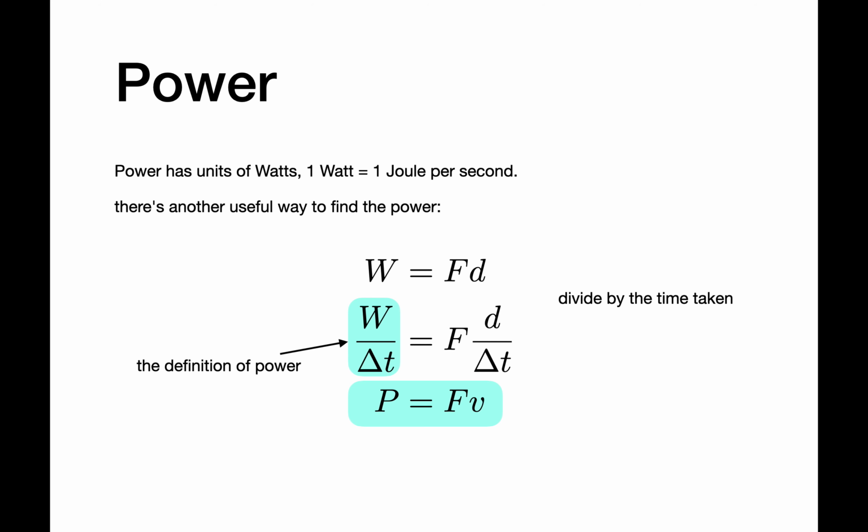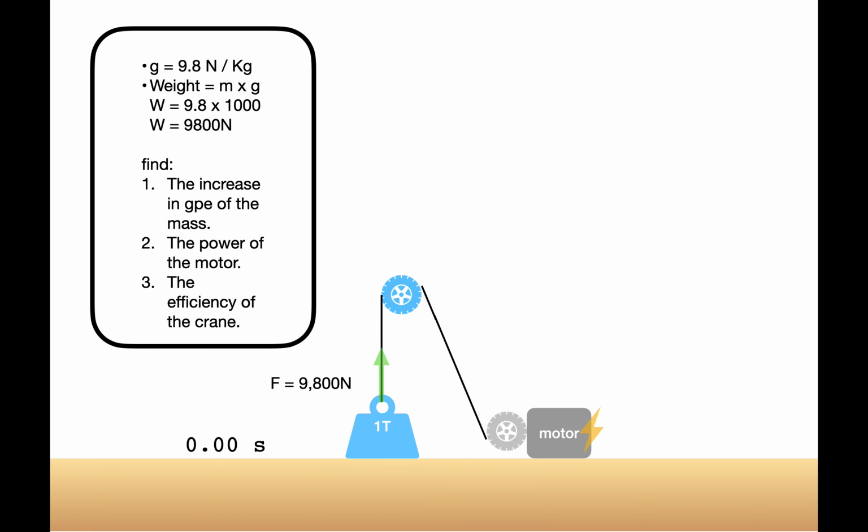Now, something really useful comes from this. If you look at work as being force times distance, divide both sides by the time that you take, you can see that it becomes power is force times velocity, which is a really handy equation that we're going to use a little later. Now here's a test problem.